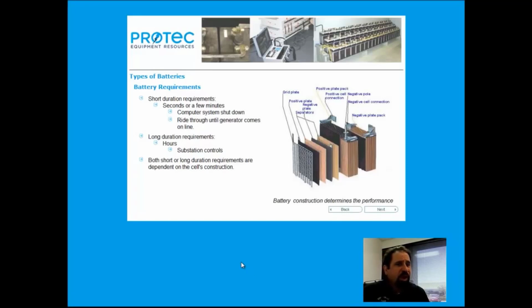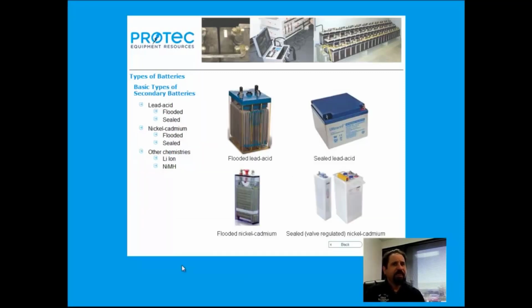Long duration requirements are where the battery system needs to be able to deliver its rated current over a long period of time, typically defined in hours. We will normally find long duration requirements when dealing with substations, utility, or telecommunication style batteries. Both the short and the long-term requirements are going to be dependent upon the way the cell is constructed.